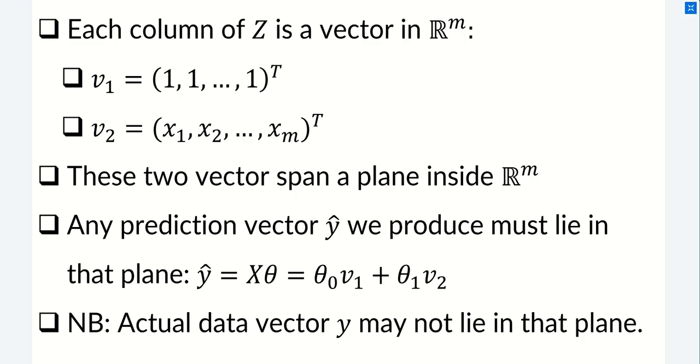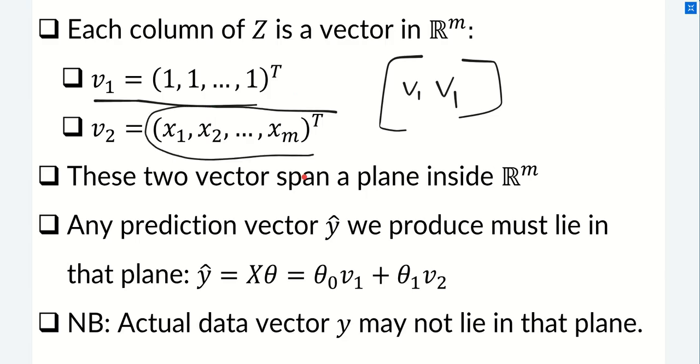Okay, so let's proceed. So we have the matrix. We can represent the matrix with the vectors, as you can see. So V1 is feature one, which is the constant term, and V2 is the other feature. So what we are actually doing here is these two vectors are going to span a plane. Why? Because it is two dimensions, so it's going to span a plane.